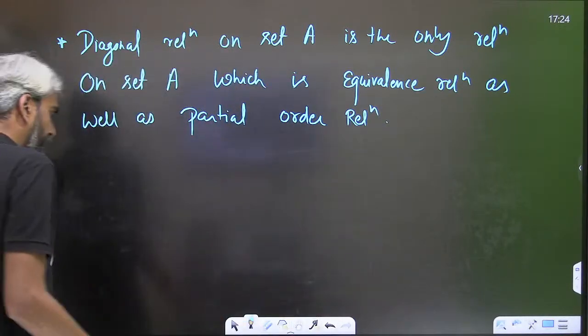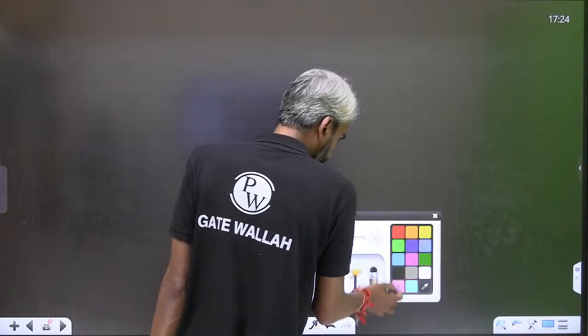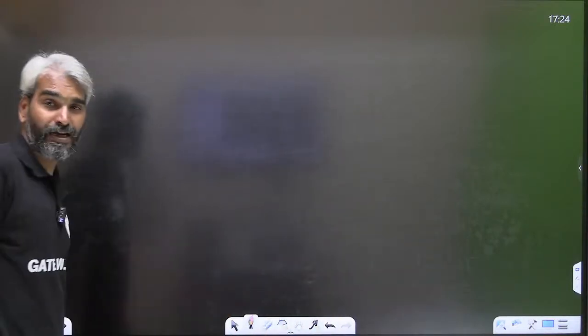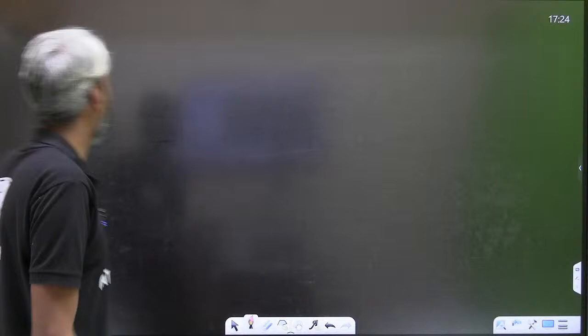Okay, so sir, can you give us some more examples of partial order relations which are not diagonal relations?